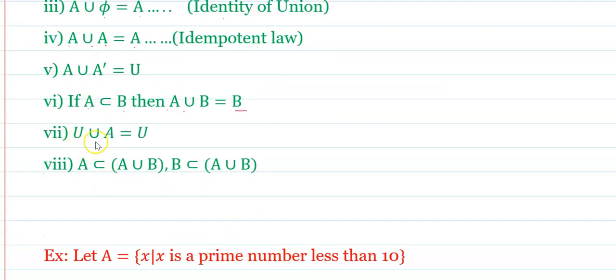Next, U union A is equal to U. जे मोठा असेल तोच तिथे असणार आहे. Next, A is a subset of A union B. Then B is also a subset of A union B.